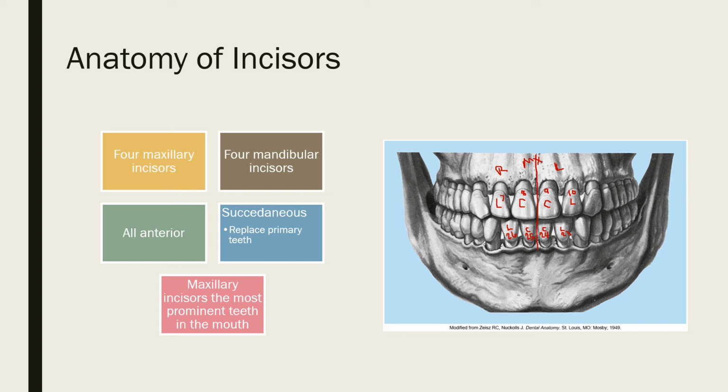All are anterior, and they're all succedaneous, meaning that they replace primary teeth. The maxillary incisors are the most prominent teeth in the mouth. That's what we're going to be able to see.